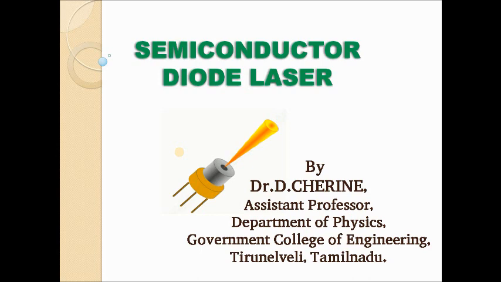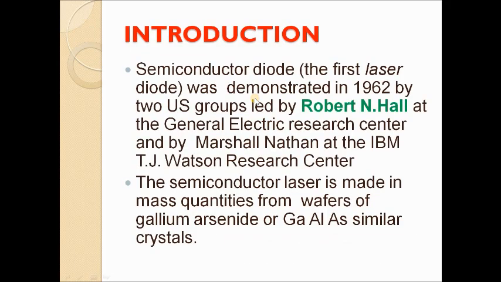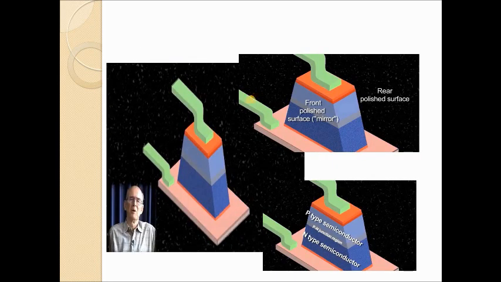These lasers, or laser diodes, were invented by a scientist called Robert N. Hall, who worked in collaboration with Marshall Nathan at the IBM T.J. Watson Research Center. He prepared the semiconductor laser using wafers of gallium arsenide as well as wafers of gallium aluminum arsenide. This is the perception of a semiconductor laser.